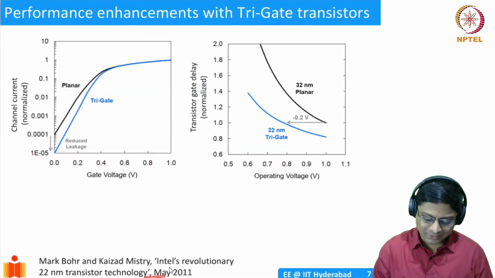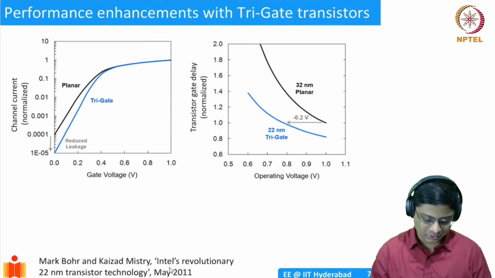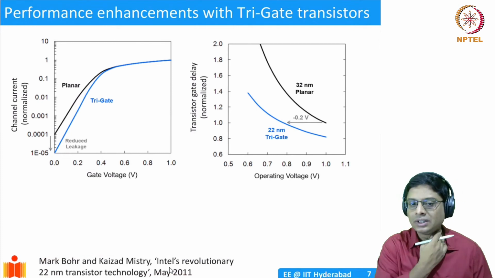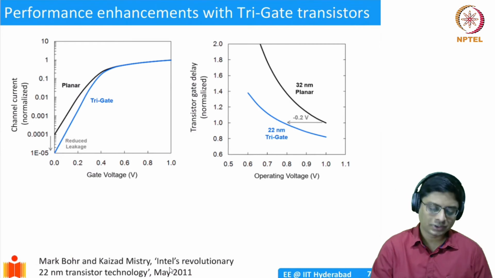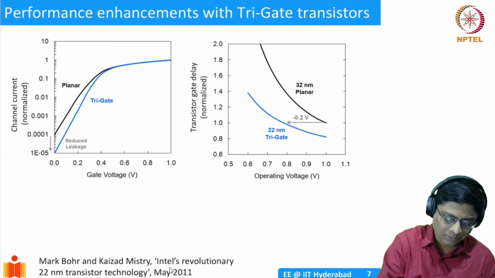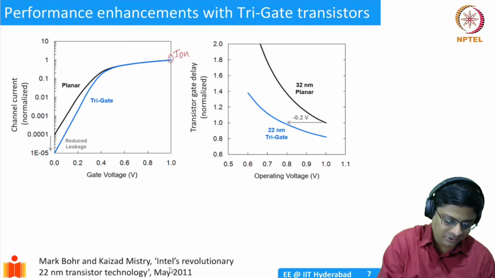These are again taken from the same presentation by Intel. This is 22 nanometer technology. So in the planar gate transistor, we have seen these on-off ratios, right? We have talked about subthreshold currents. So this is, let's say, on current, ID versus VG. Okay, this is ID, so ID versus VG. So we know the on current to off current, right?